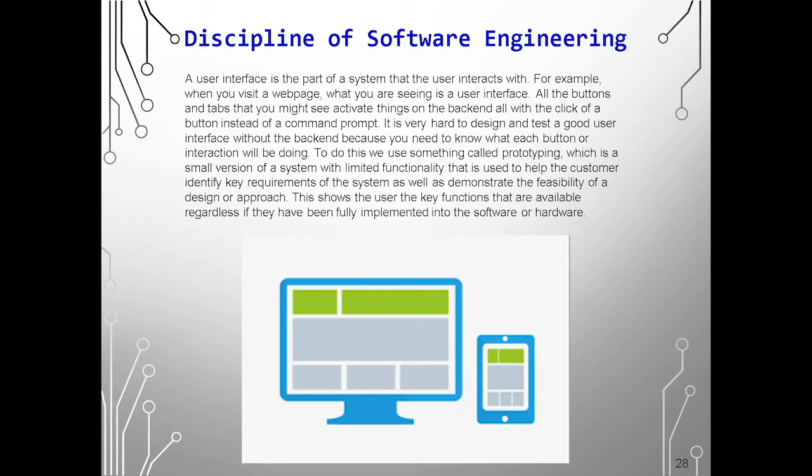To handle this, us software engineers use something called prototyping, which is a small version of a system with limited functionality that is used to help the customer identify key requirements of the system, as well as demonstrate the feasibility of a design or approach. And it shows the user the key functions that are available regardless if they've been fully implemented yet or not.